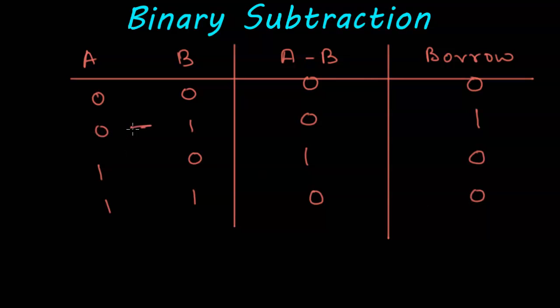Here 0 minus 1 is basically 0 minus 1. So the answer is 0 and we take a borrow of 1. Let's understand this better with the help of some examples.